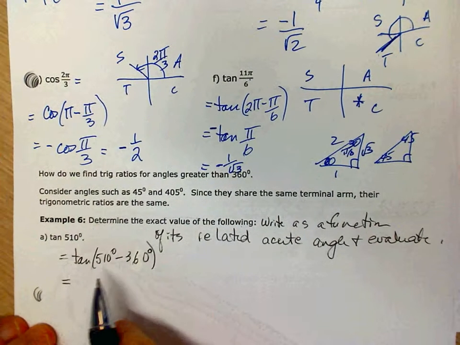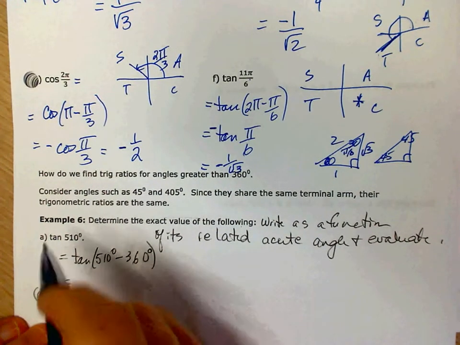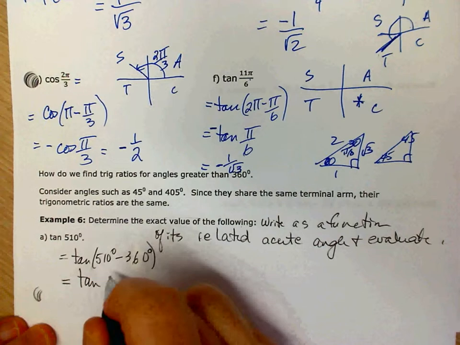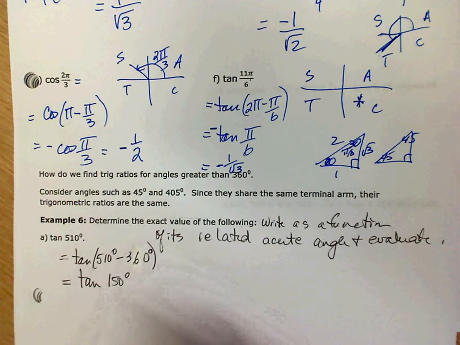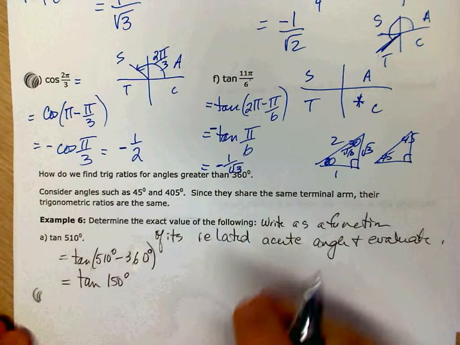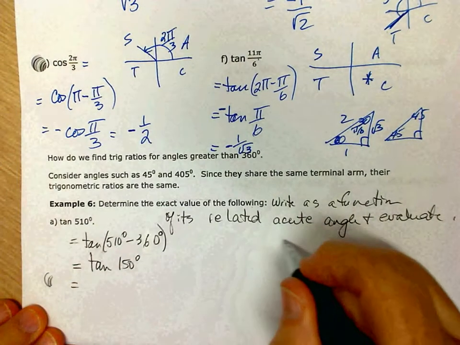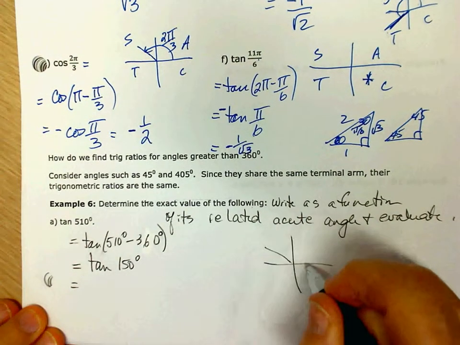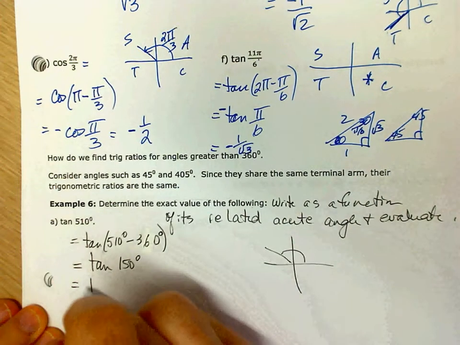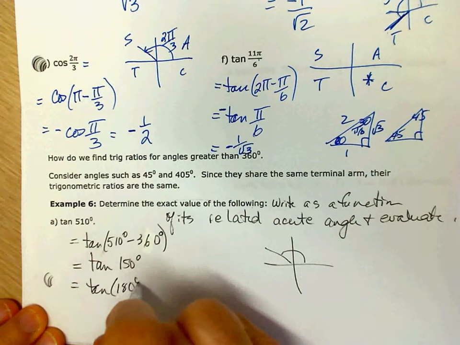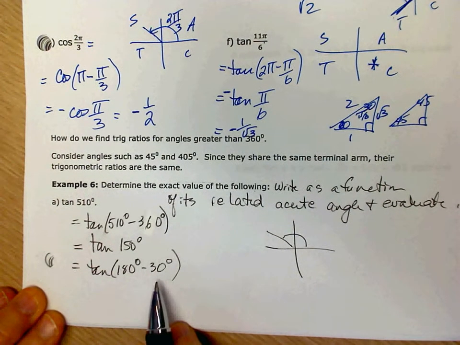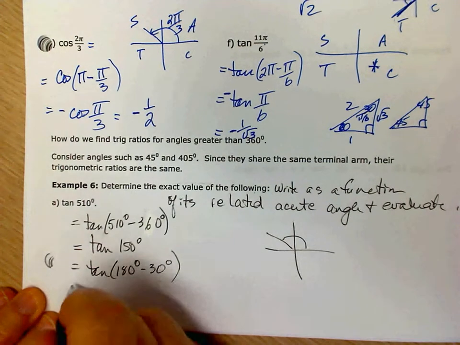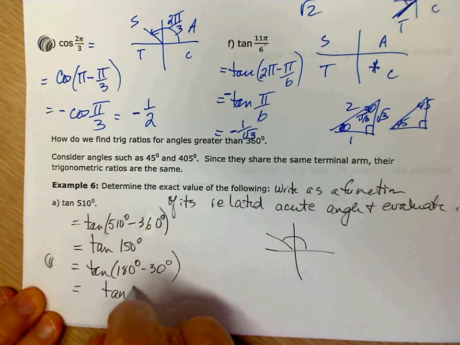So you know that 510 minus 360, this is equal to tan of 150. Now, you know that if you draw a picture, 150 ends up there. So this is equal to tan of 180 degrees minus 30 degrees. So you know your related acute angle is 30 degrees. So this is equal to tan of 30.